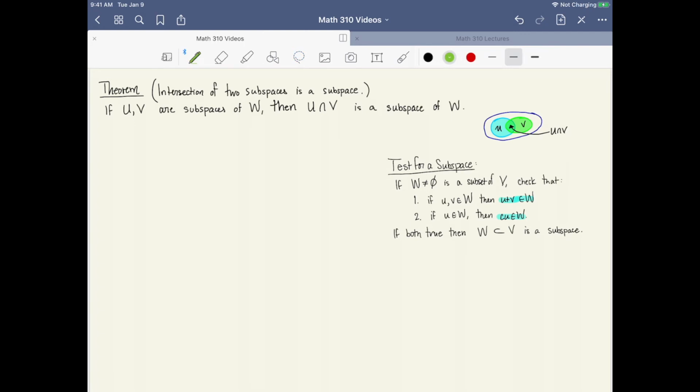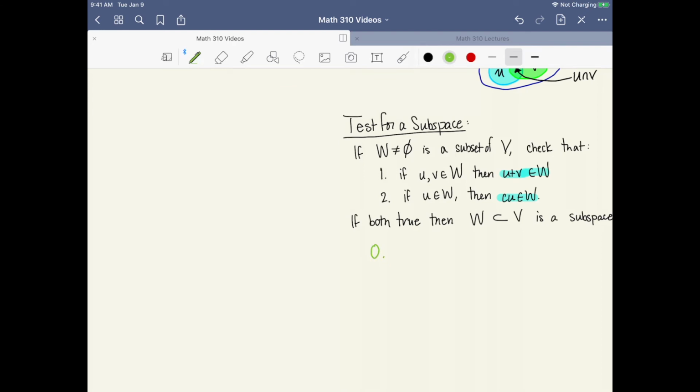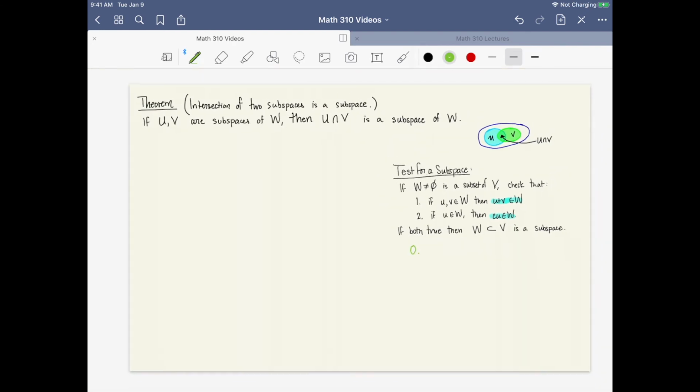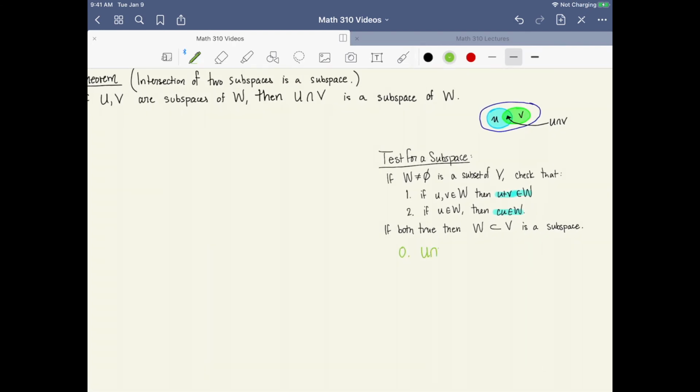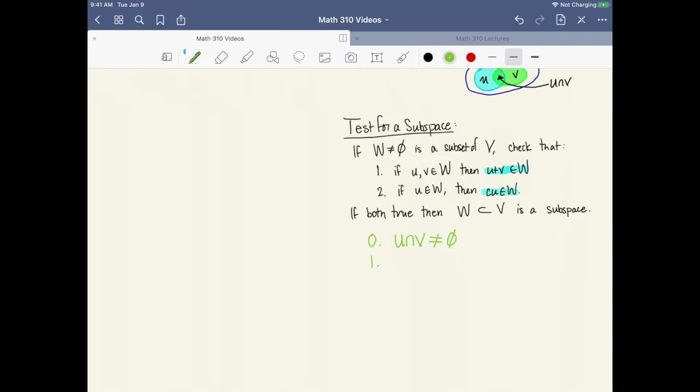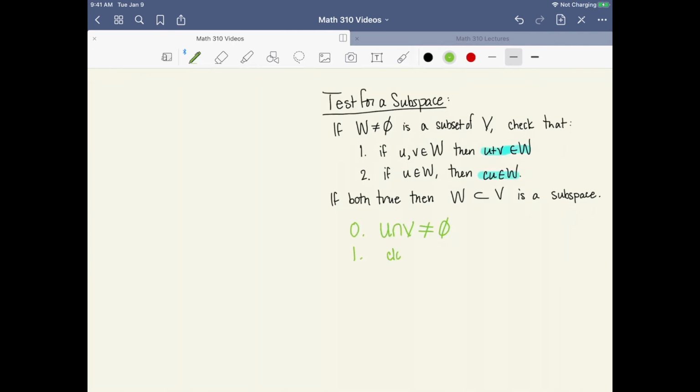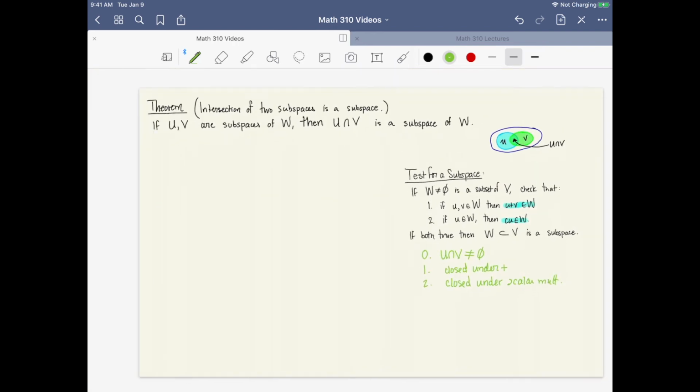So the statement here is that if W is a non-empty subset of V, then you have to check 2 things. So really that means the first thing is we need to check that the intersection, in our problem up here, we need to see that U intersect V is not empty. And then after we've established that it's not empty, we need to see that it's closed under addition and closed under scalar multiplication. So these are the 3 things that we'll establish in our proof. And I'll leave this test over here as a reminder.